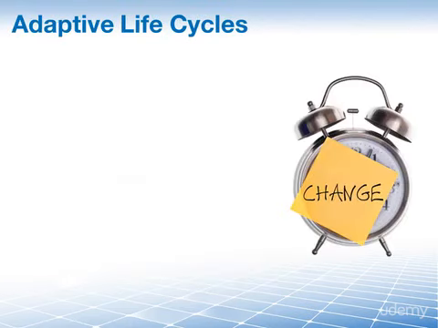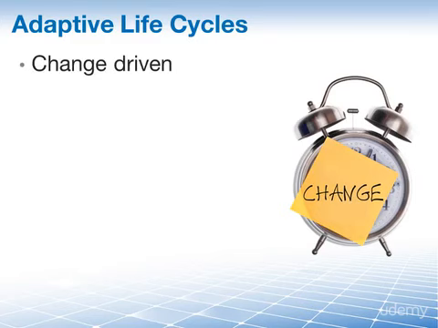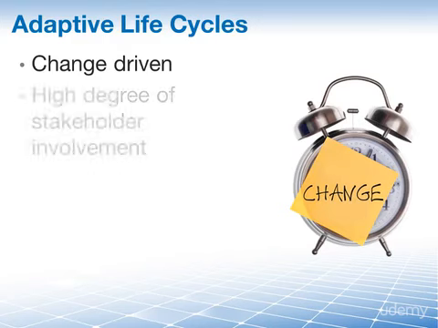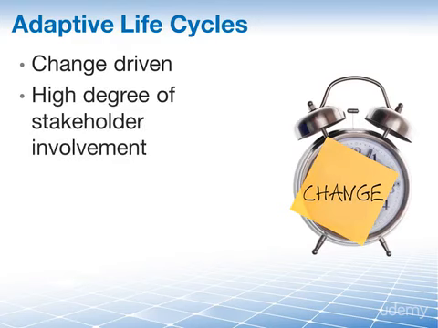Next, we have the adaptive life cycle models. They're often referred to as agile models as well. They are change-driven, which means that they are intended to facilitate change, and they require a very high degree of ongoing stakeholder involvement. You as the project manager and your project team are in constant contact with your stakeholders. So the stakeholders really need to be involved in a project that uses an adaptive life cycle.